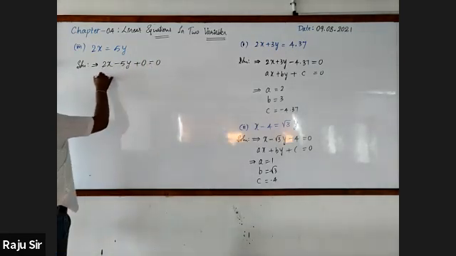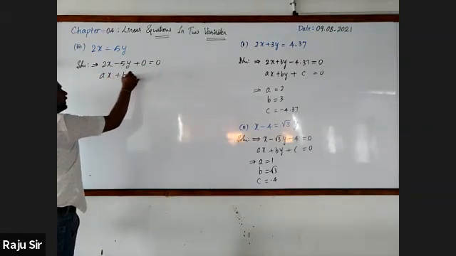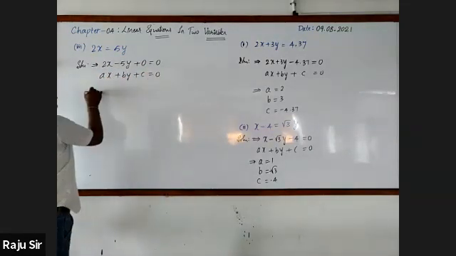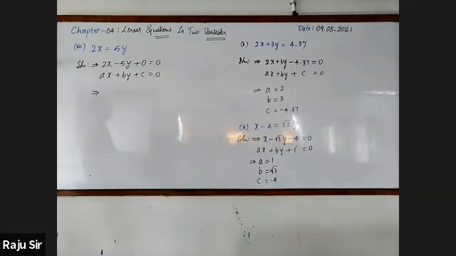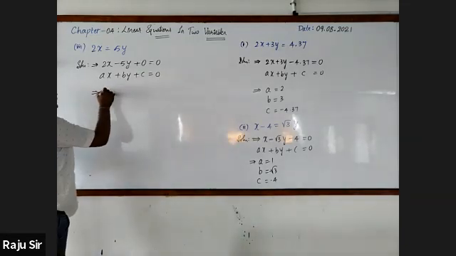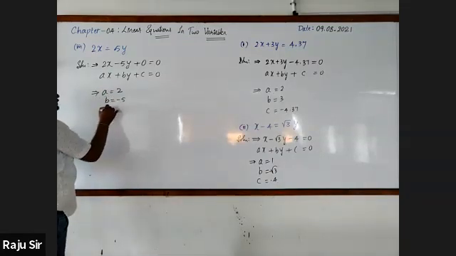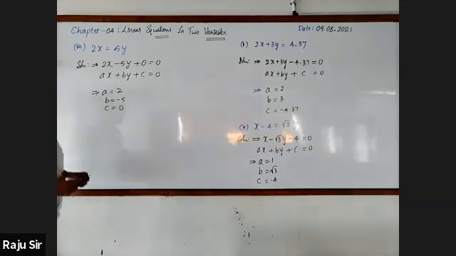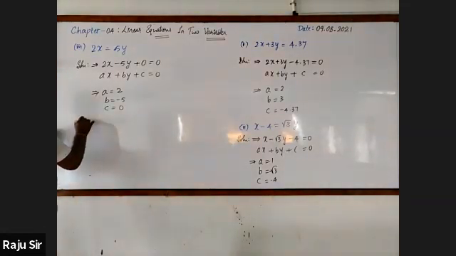Now it is of the form ax plus by plus c equal to 0. a is 2, b is minus 5, c is 0. Interesting. Next one.